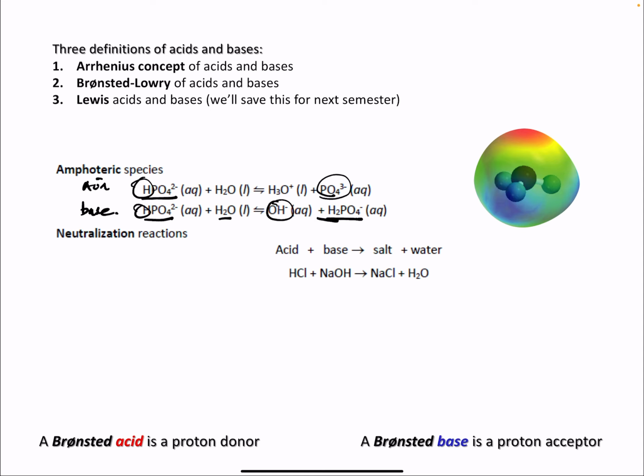And then finally, neutralization reactions, acid-base reactions. We have acids plus bases. What we say is they make water and a salt. And remember, sodium chloride is salt, but any salt is an ionic compound. It's a double displacement reaction of an acid and a base.